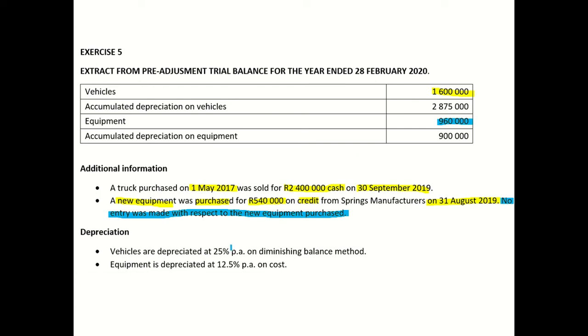Now, they said the vehicles are depreciated at 20%, 25% on diminution balance method. Remember, diminution balance method means that depreciation is calculated on the carrying value amount. Equipment is calculated at 12.5% on cost. It means that it's calculated on the cost price of the asset.